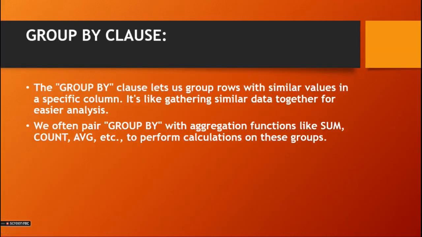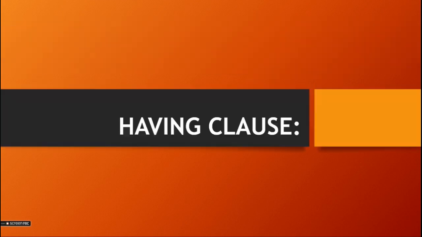Before we jump into the difference between HAVING and WHERE, let's talk about the GROUP BY clause. The GROUP BY clause lets us group rows with similar values in specific columns. It's like gathering similar data together for easier analysis. We often pair GROUP BY with aggregation functions like SUM, COUNT, AVG, etc. to perform calculations on these groups.